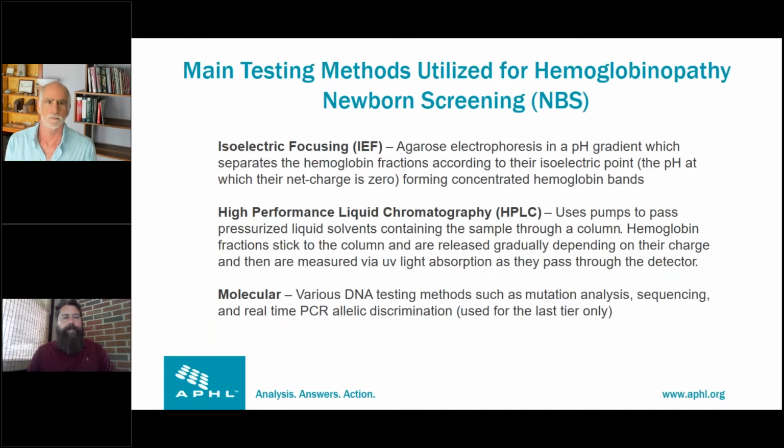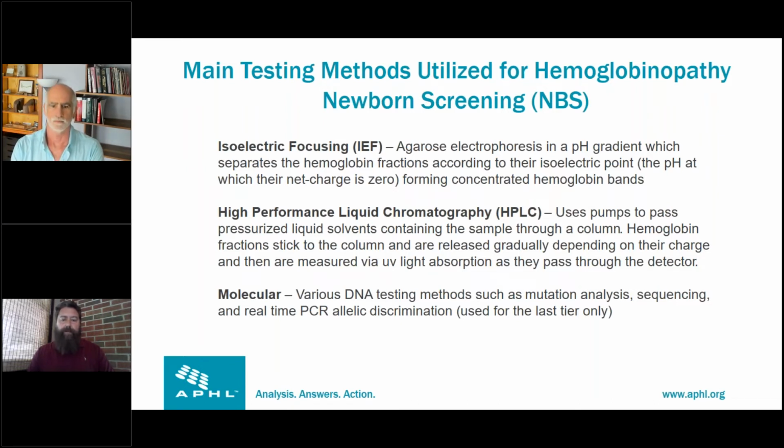And so the main testing methods that are used in the hemoglobin screening laboratories are isoelectric focusing, HPLC, and some states are utilizing molecular. So isoelectric focusing, or IEF, is agarose electrophoresis in a pH gradient, which separates the hemoglobin fractions according to their isoelectric point, or the pH at which their net charge is 0, forming concentrated hemoglobin bands. So the hemoglobin fractions migrate across the gel, changing their charge as they go through the zones, and then they stop when they have a charge of 0, and kind of pile up and concentrate.